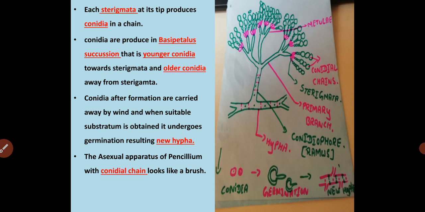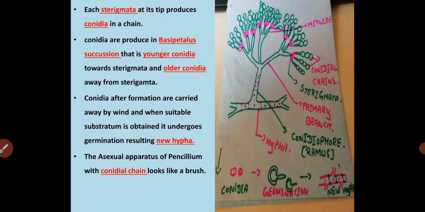Each sterigma at its tip produces conidia in chains. These conidiospores are produced in basipetal succession, that is, older conidia are away from the sterigmata and younger conidia are present nearer to the sterigmata. This fashion is called basipetal succession.